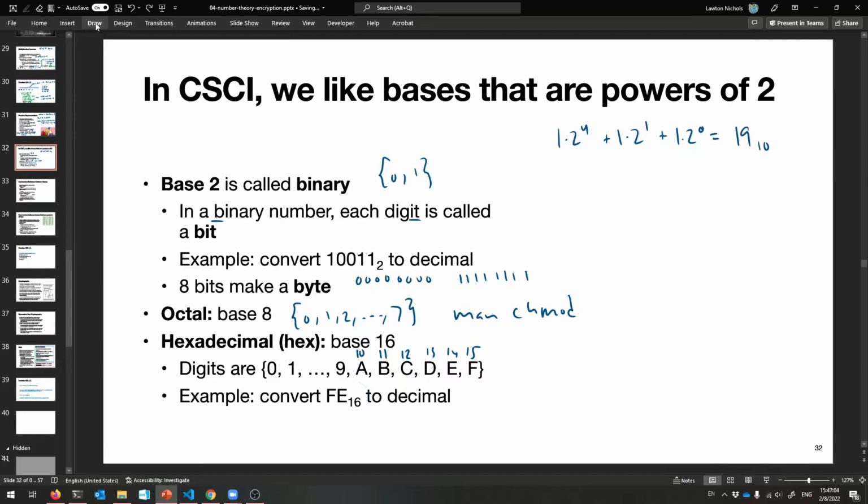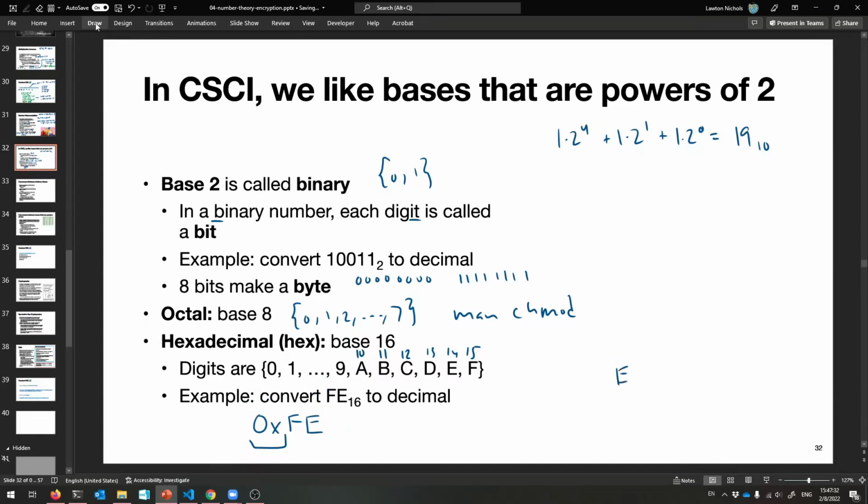And you might see hexadecimal numbers written like this, with a 0 and then an x after it. This just specifies that everything after the 0x is meant to be interpreted as a hexadecimal number, because in the terminal you can't write a subscript very easily. Okay, so that's all that means. You might see it written this way as well, but let's convert this to decimal. What does this mean? What number is FE really?